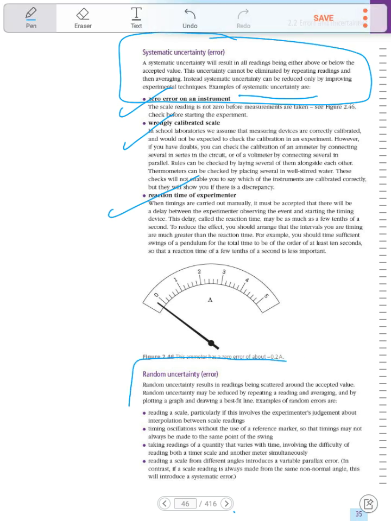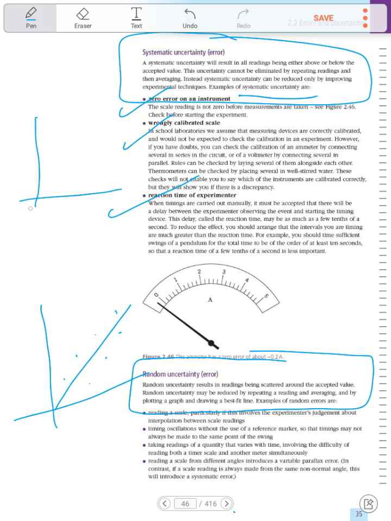What is the definition of random error? You may be asked about the definition of random and systematic. Random uncertainty is readings being scattered around the accepted value. So if I have values in a random distribution, this is a random uncertainty, but if your values are all on one side, upper or lower than the value, then we have a systematic uncertainty.